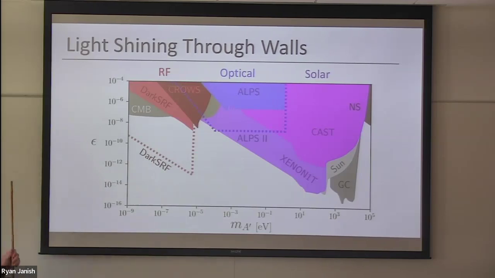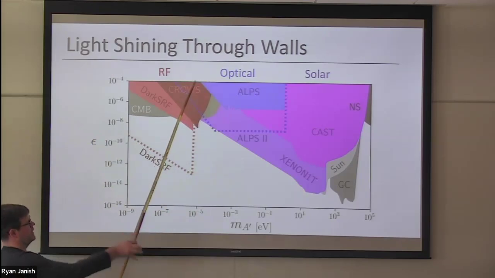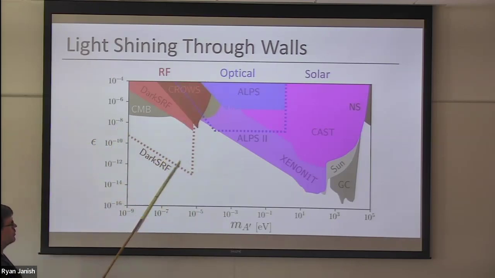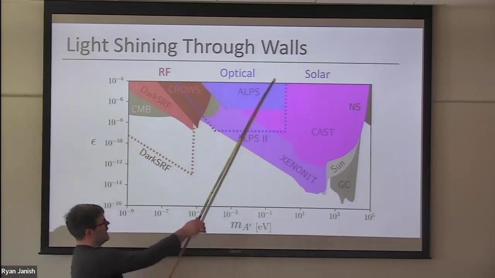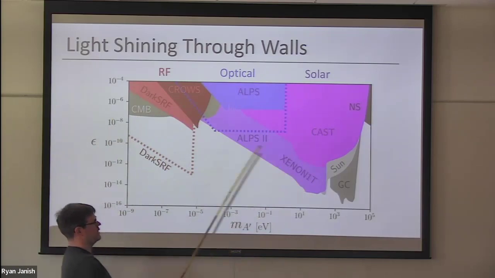Okay, good. So these are existing and future results. And you see this structure that they all kind of segregate by energy scale, at roughly the energy scale of radio sources. These are the radio experiments, and they cut off. Dark SRF is an important one to point out. This is an ongoing light shining through walls experiment using radio cavities at Fermilab. These are the projected reaches, and this is the reach of their current prototype experiment. And then you have a similar thing happening in optical, and a similar thing with the solar bounds.